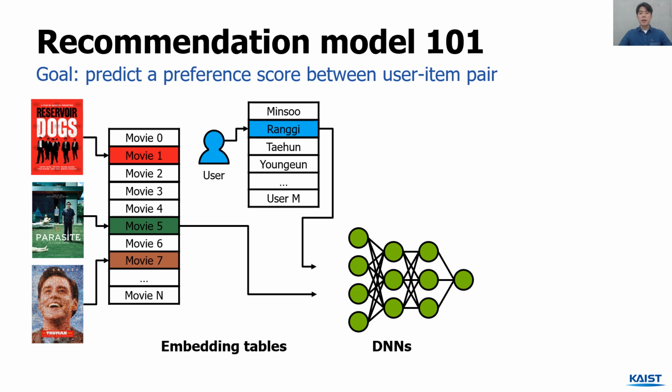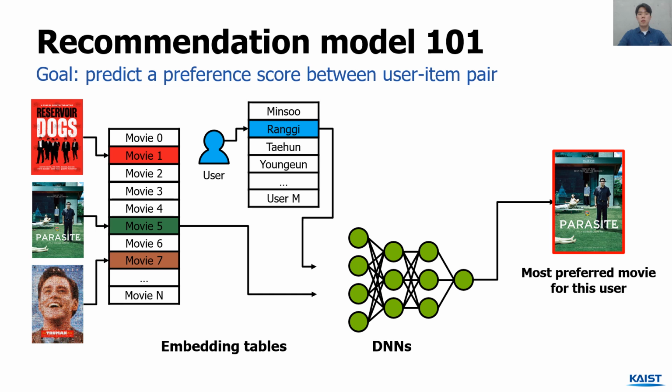Utilizing the gathered embedding vectors, you go through a post-processing stage called feature interaction, the output of which is forwarded to the backend DNN layer for execution, which derives the preference score between the chosen user and the movies. By applying the same process to other movies, we can find out the most preferred movie for this user.